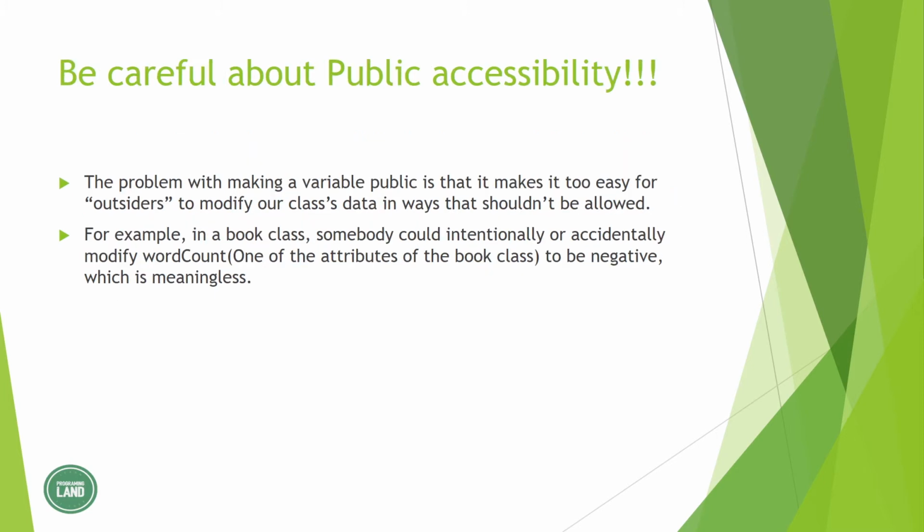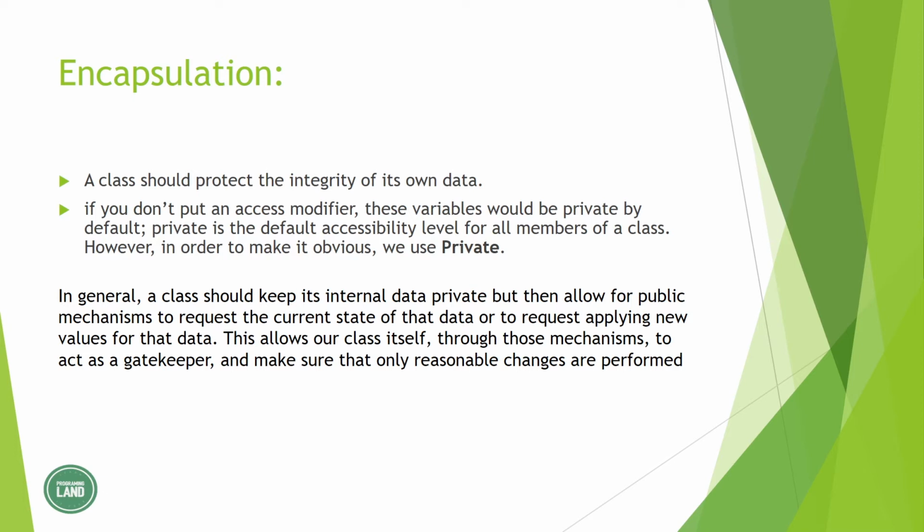And here we have to be careful about public accessibility, because the problem with this kind of accessibility is that it makes it too easy for the outsider to modify the class's data, which is maybe not desirable for us. For example, we have a book class, and we intentionally or unintentionally modify the word count to a negative number, which is meaningless, and we have to be careful about the level of accessibility that we assign to our attributes. And here we reach an important concept, encapsulation, which is of paramount importance in programming.